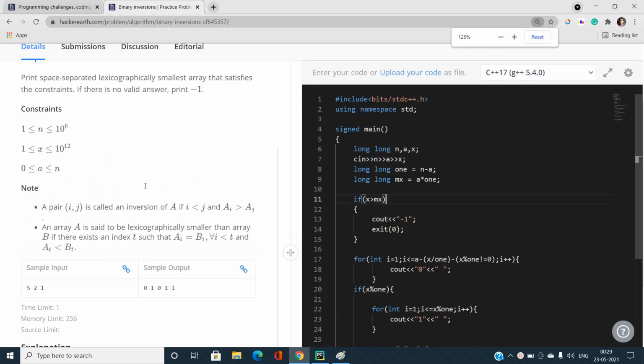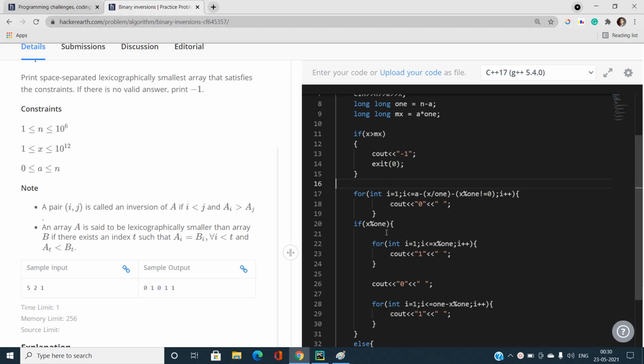I've taken this long 1 as n minus a, and the maximum would be the number of zeros times the number of ones, the maximum inversion count. And if x is greater than mx, I will print minus 1, because there is no suitable array present. Otherwise, I will have to print the suitable array. Note that I have first printed this one. This denotes my pattern of printing, which would be like this.